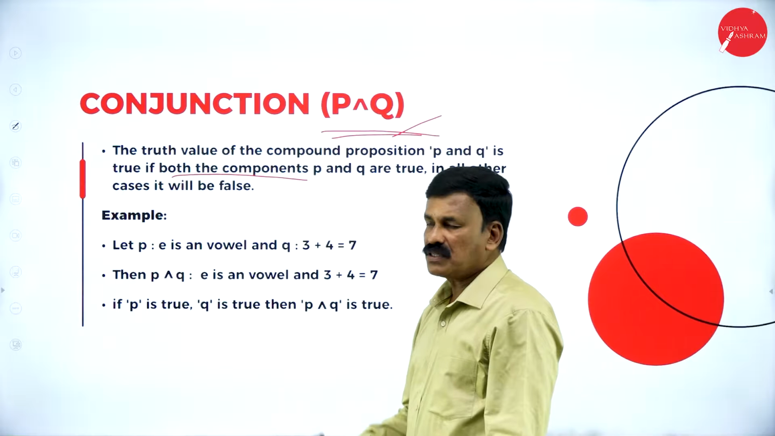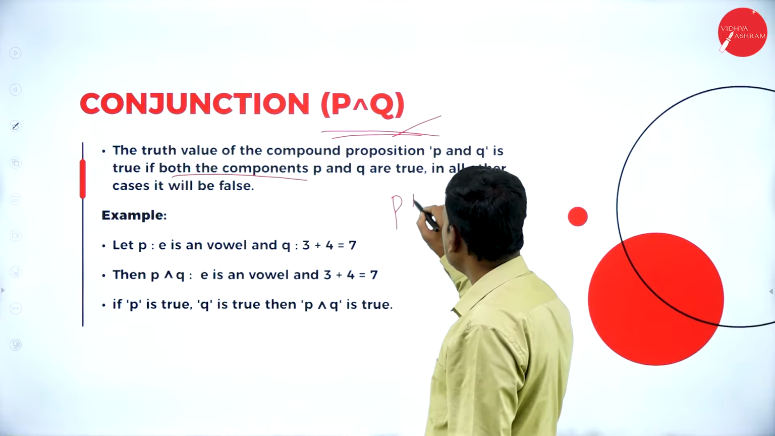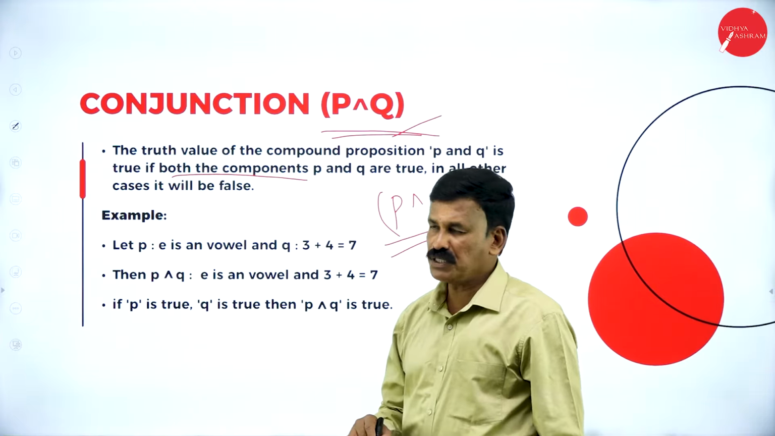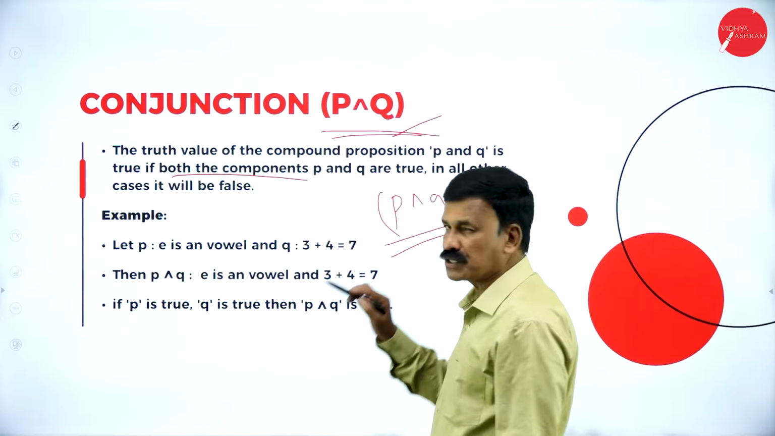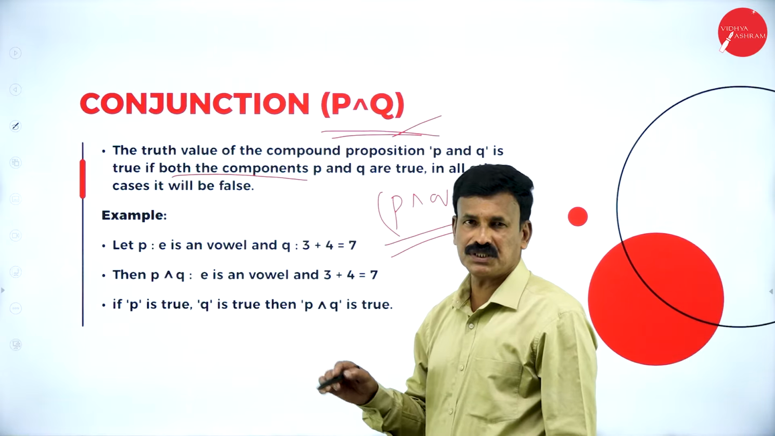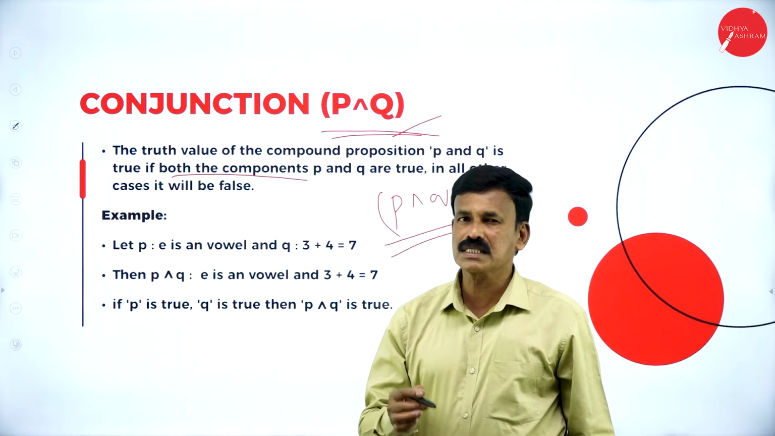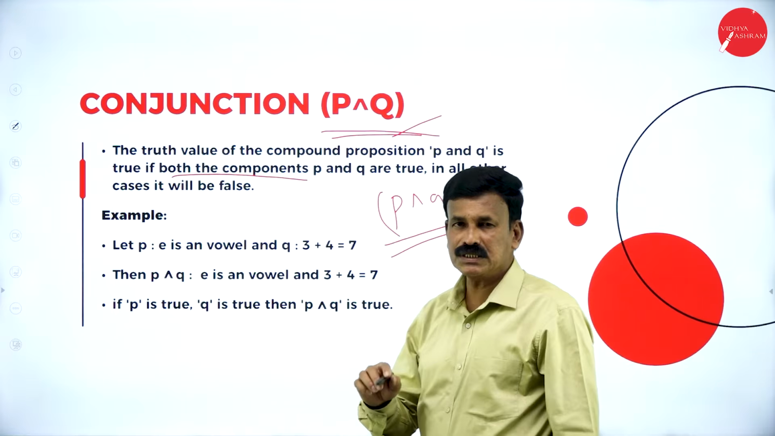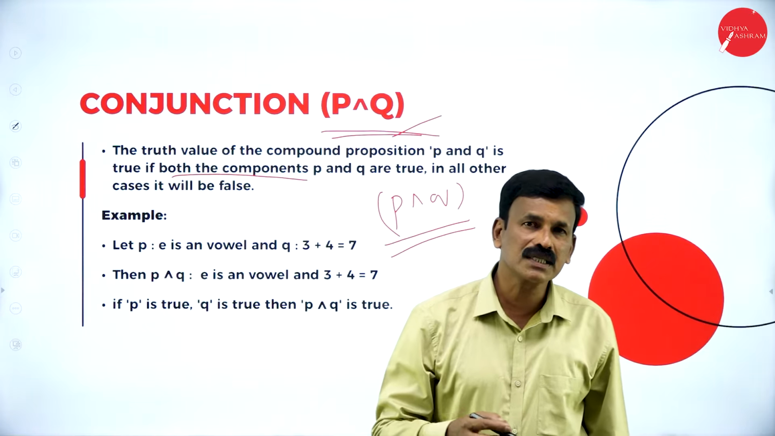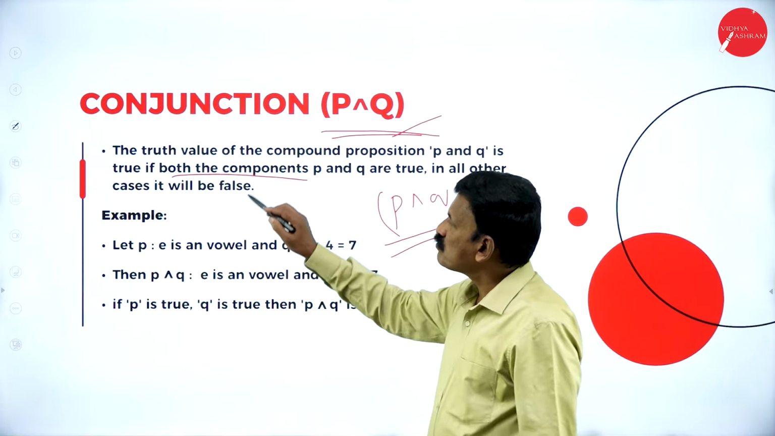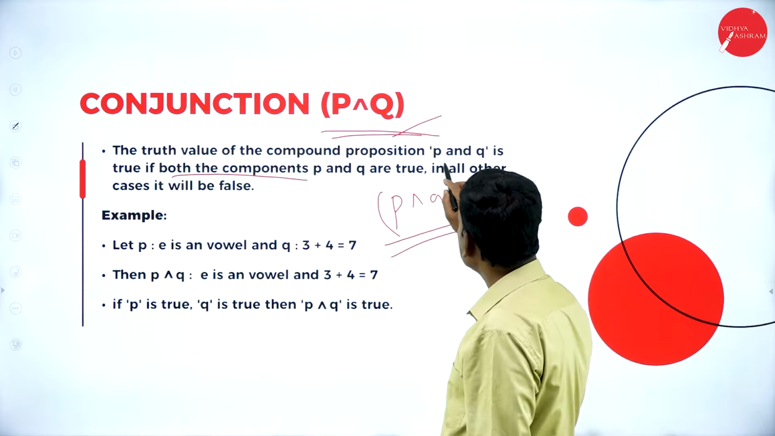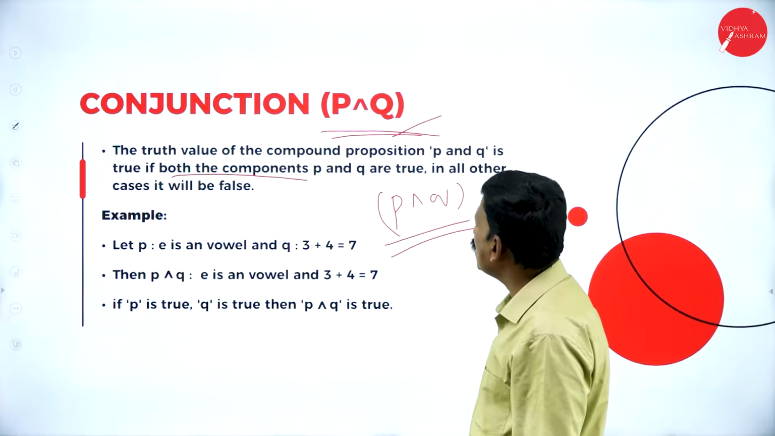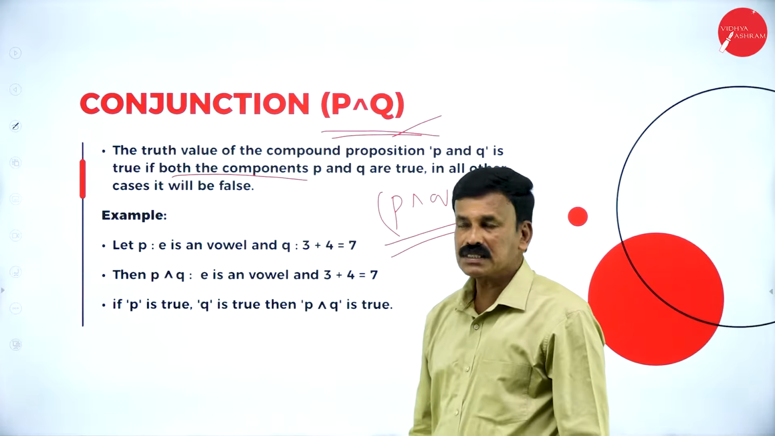So, first of all, the conjunction is denoted as P conjunction Q. For any two statements P and Q, if P and Q both are true, then the conjunction P conjunction Q is true. In all other cases, it is false. So, if P is true and Q is true, then P conjunction Q is also true. In all other cases, it is false. That means the truth value of a compound proposition P and Q is true if both the components P and Q are true. In all other cases, it is false.